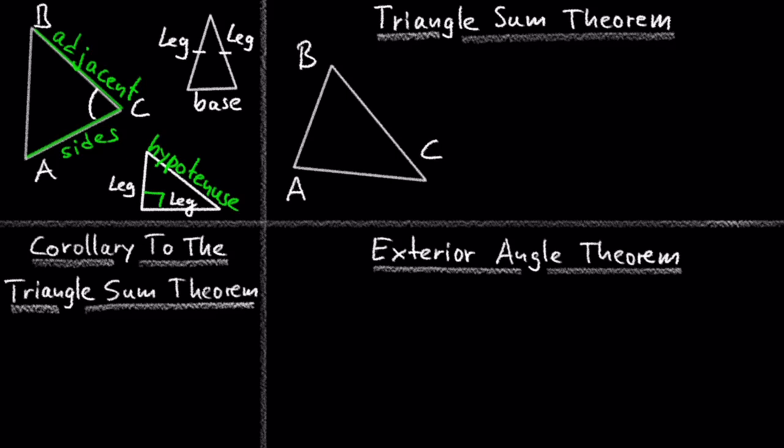We also know from our previous video what interior angles of a triangle are. Because we learned that the sum of the interior angles of a triangle is 180 degrees. This fact is called the triangle sum theorem. So we can write the measure of angle A plus the measure of angle B plus the measure of angle C equals 180 degrees.